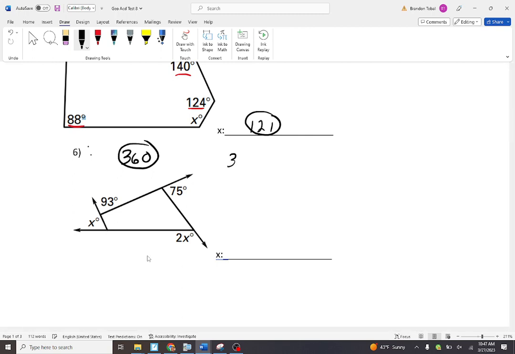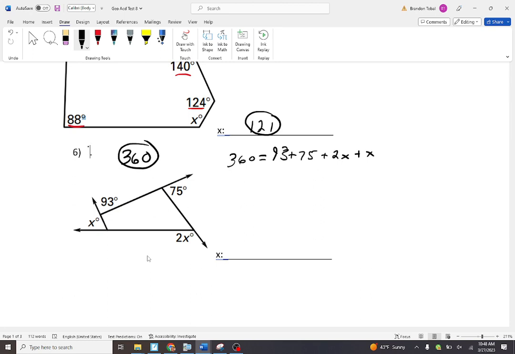So I'm going to write it as 360 equals 93 plus 75 plus 2x plus x. These are the angles on the outside. When they're angles on the outside, it's automatically 360, no questions. If it was 100 sides, it'll still be 360, okay? It's always 360. You don't have to do the 180 thing because you don't need to find the angles on the inside. You find the angles on the outside.